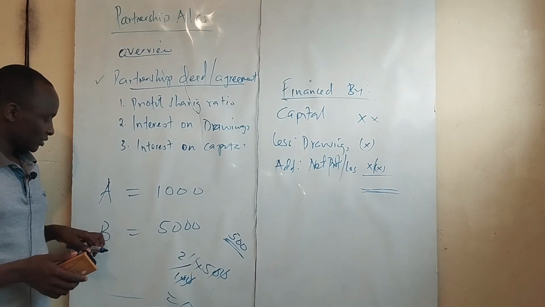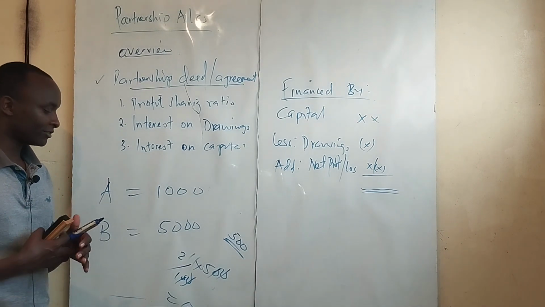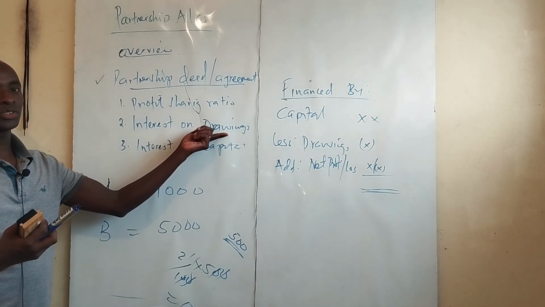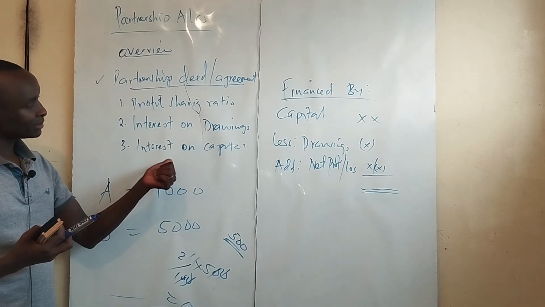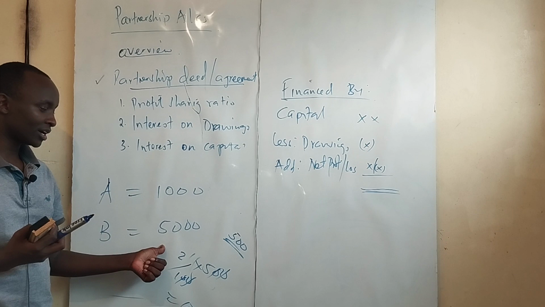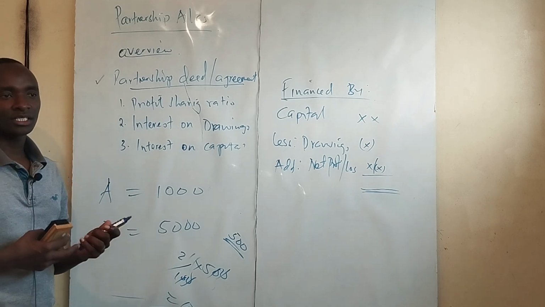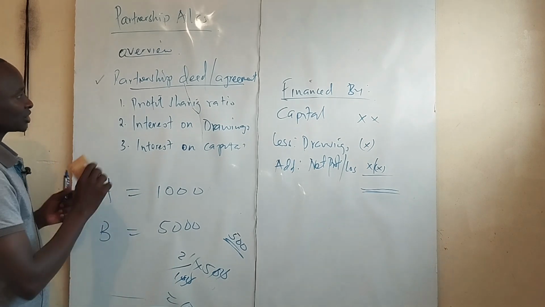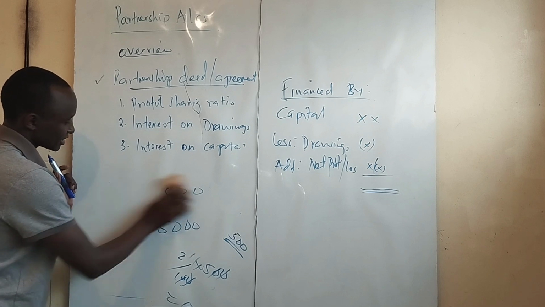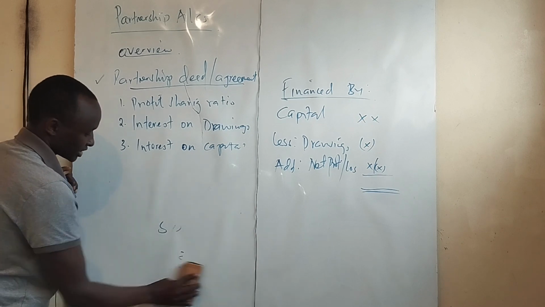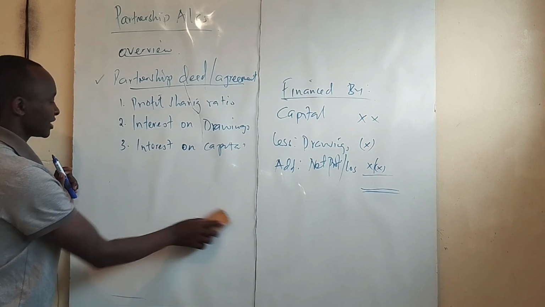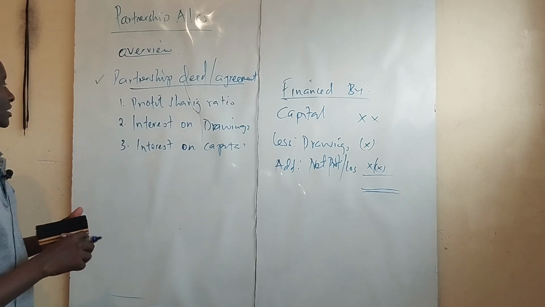The same case applies to partner B. If he decides to draw some amount of capital, the partnership business must charge him or her a certain percentage as interest on drawings. So those are some of the things that you must be able to understand and get right, because these are very common in exams.